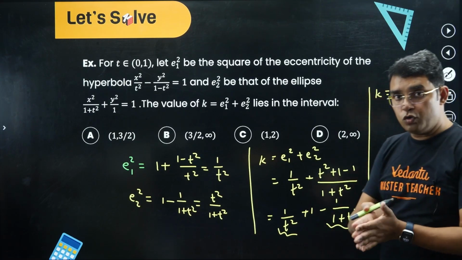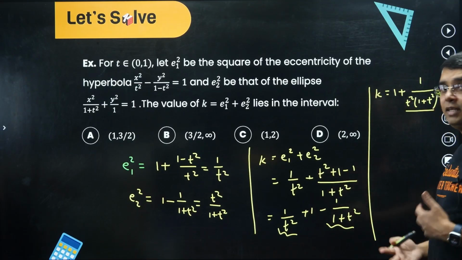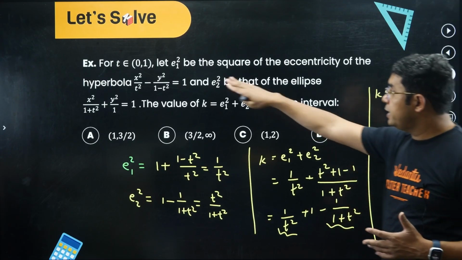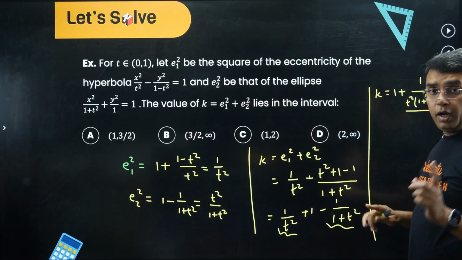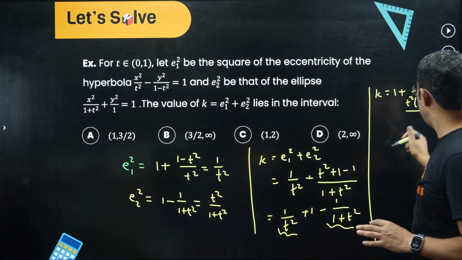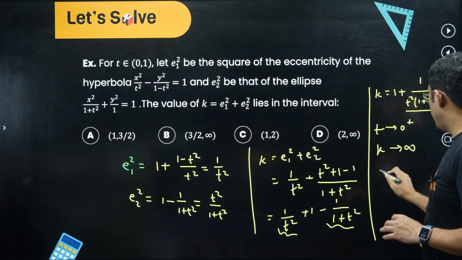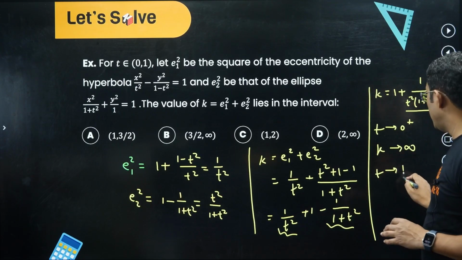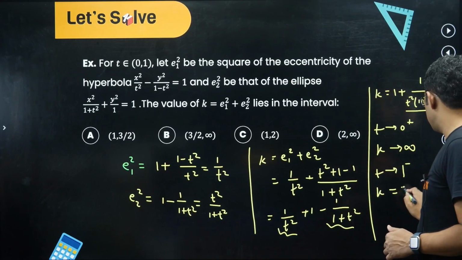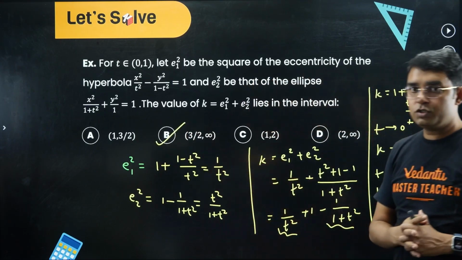Now, because t is between 0 and 1, t square is also between 0 and 1. So as t increases, t square as well as 1 plus t square will increase. So the value of k can be directly found by putting t equal to 0 and t equal to 1. t equal to 0 you cannot put, but you can find the limit, and also there is an open bracket. So at t approaching 0 plus, k will become infinite. Whereas for t approaching 1, because we are having an open bracket, k will be equal to, I think, 3 by 2 after solving. So the range should be 3 by 2 to infinity for this question.